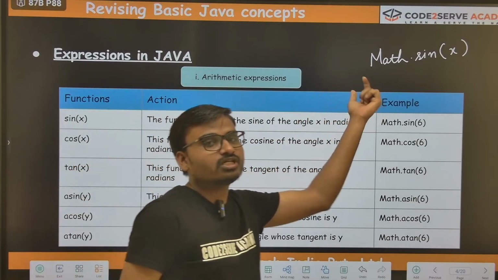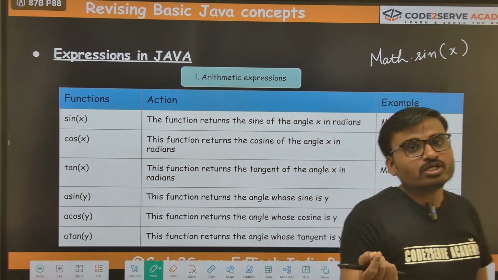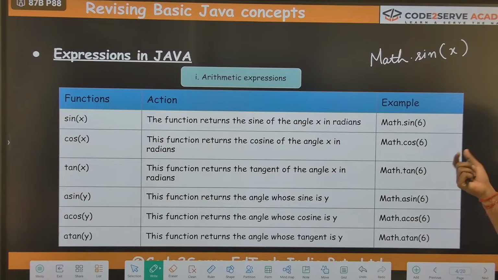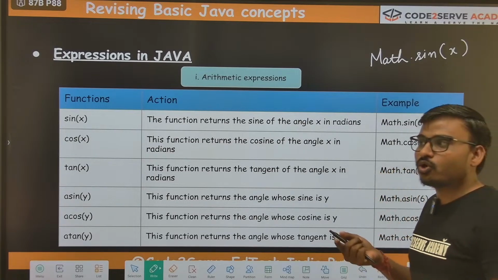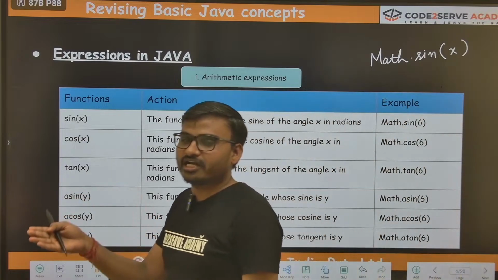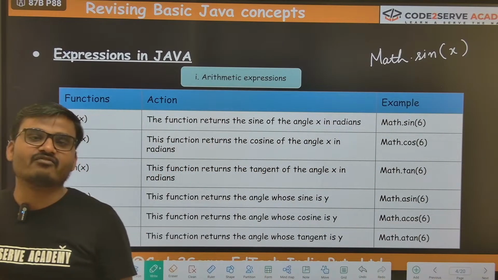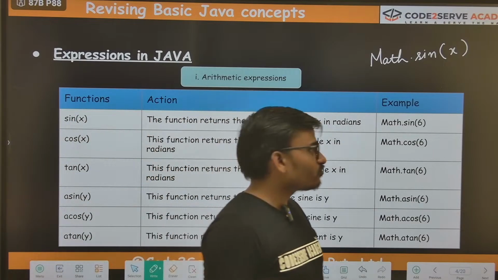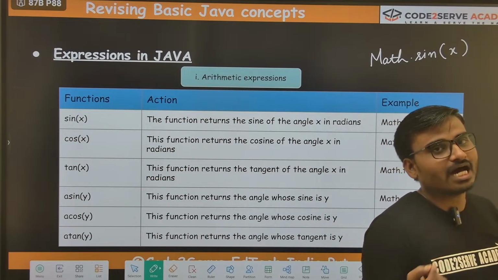So if you pass the value, then this function is going to return you the sine, that is the angle in the form of radian. You already know how to convert the angle into radian. You have already learned in mathematics how we can convert any angle into radian. All right, so we'll not be covering that in detail.